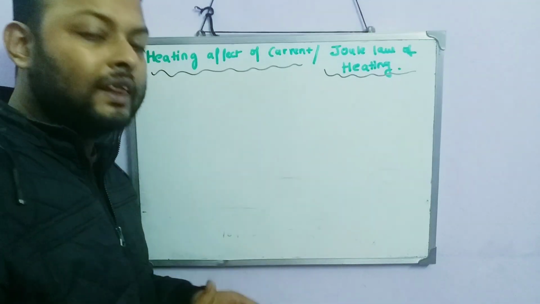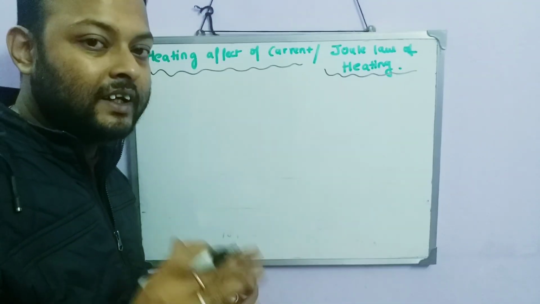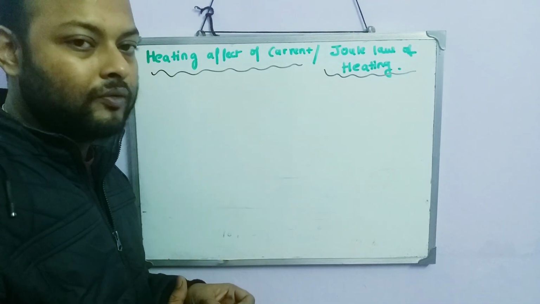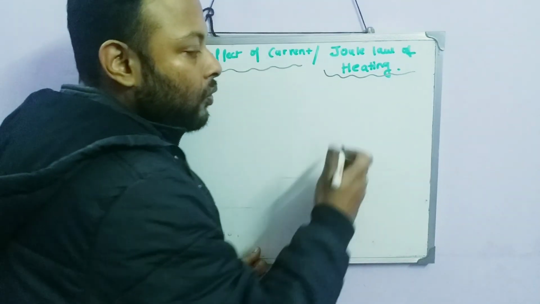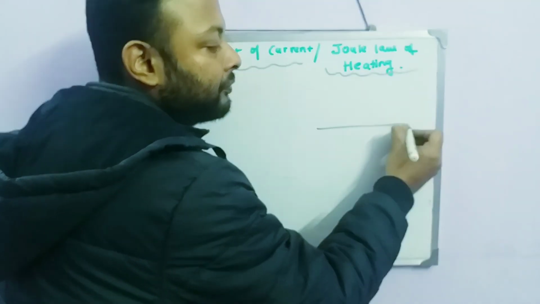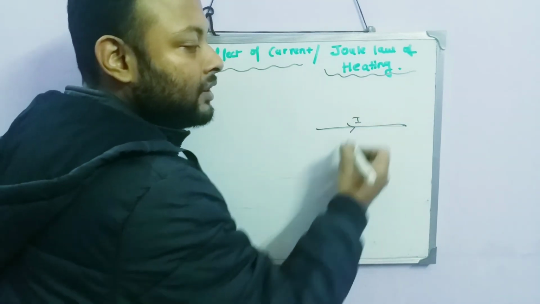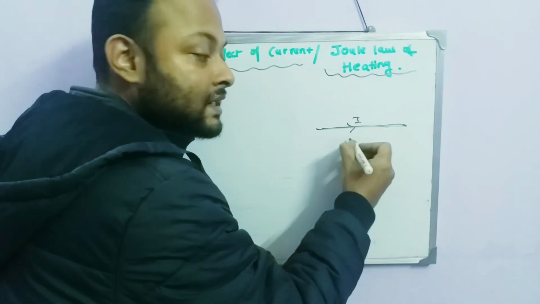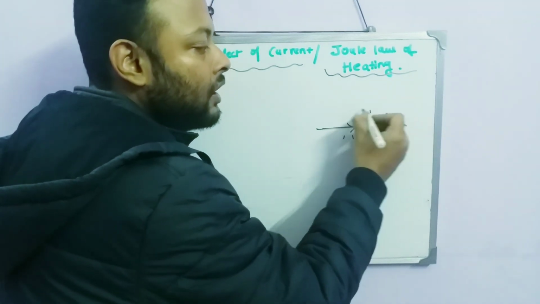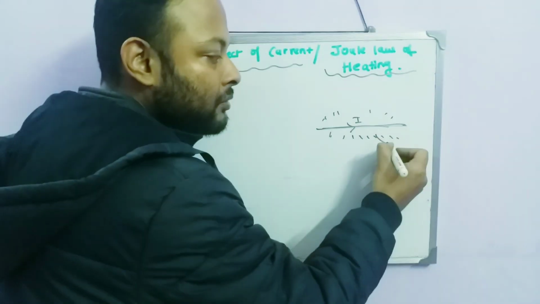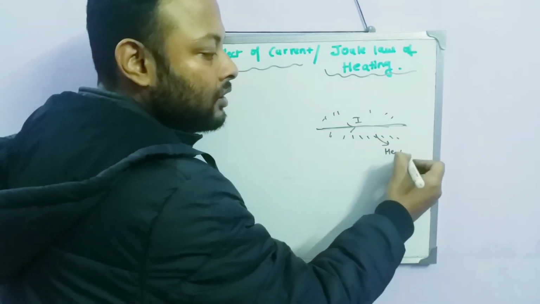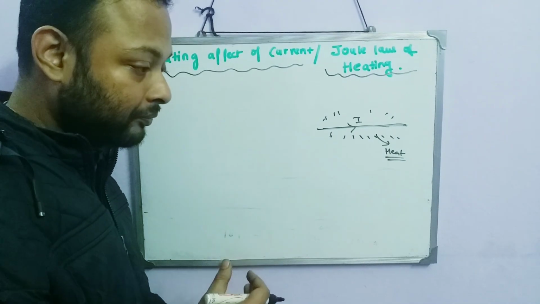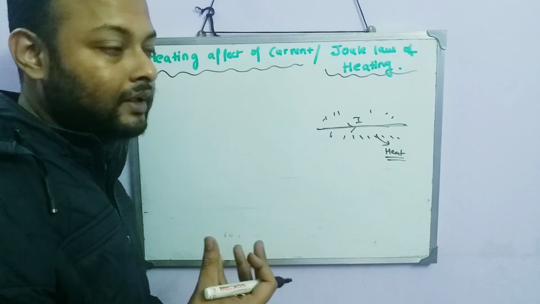So our last topic for this entire chapter is Joule's law of heating, or heating effect of current. Suppose you have a wire and through the wire some current is flowing. When this current is flowing through this wire, some heat will be produced inside the wire. This heat which is produced in the wire, I have to calculate that amount of heat.